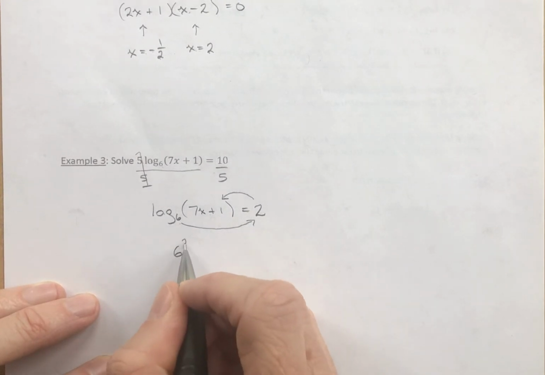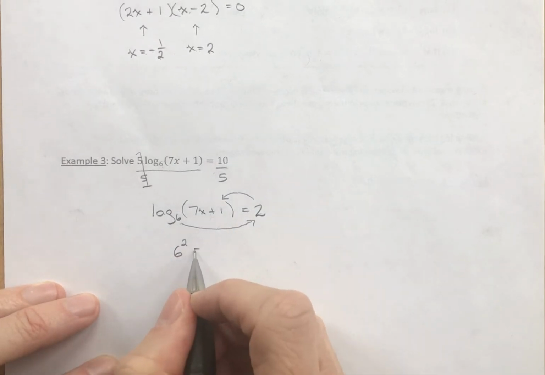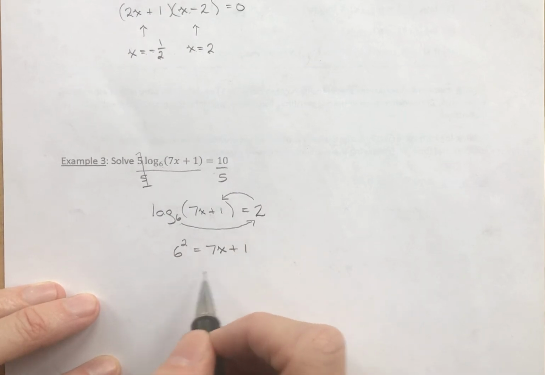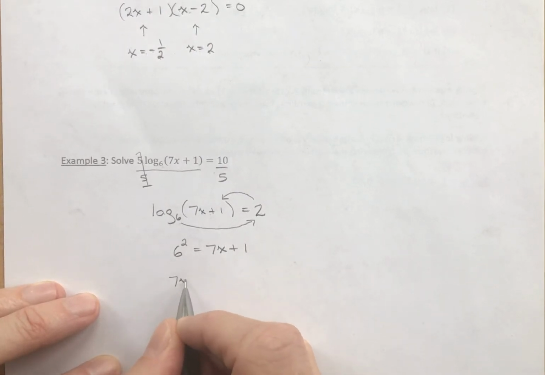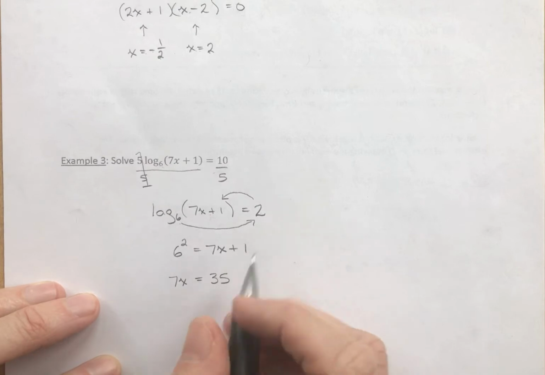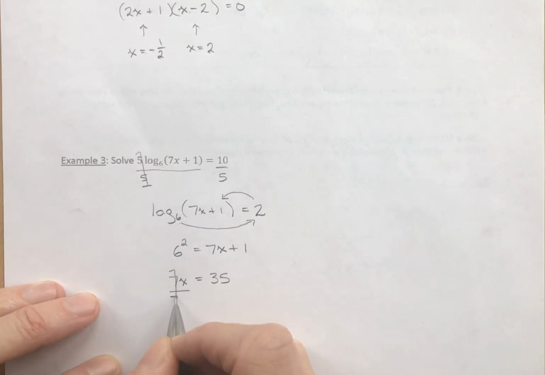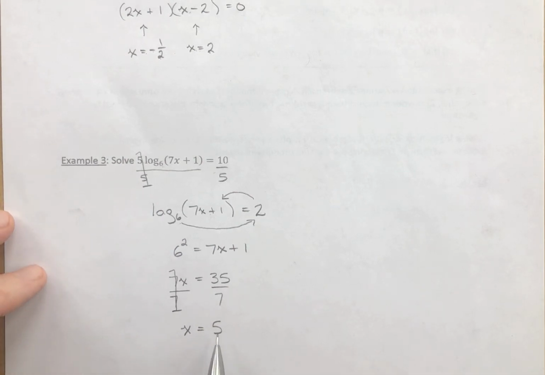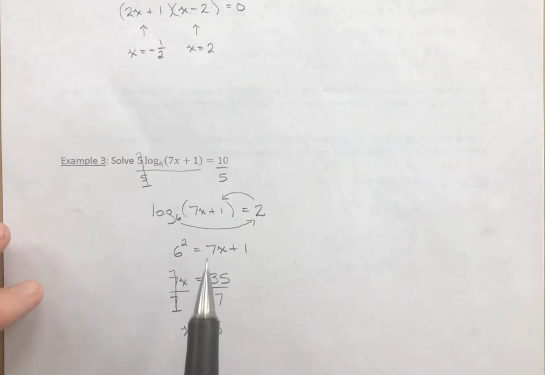And we have that 6 squared is equal to 7x plus 1. Well, 6 squared is 36. Subtract 1 from both sides, and I have 7x is equal to 35. Again, 36, take 1 away from both sides. I'll divide both sides by 7. And in this case, algebraically, x is equal to 5. I'll allow you to do that in Desmos graphically. They should intersect simply when x is equal to 5. Let's continue.